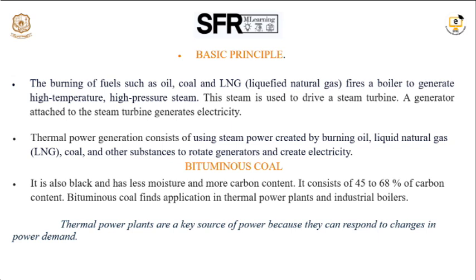The main coal which is used in thermal power plant is bituminous coal. What is this bituminous coal? It is black and has less moisture and more carbon content. It consists of 45 to 68% of carbon content. Bituminous coal finds applications in thermal power plants and industrial boilers. Thermal power plants are a key source of power because they can respond to changes in power demand.